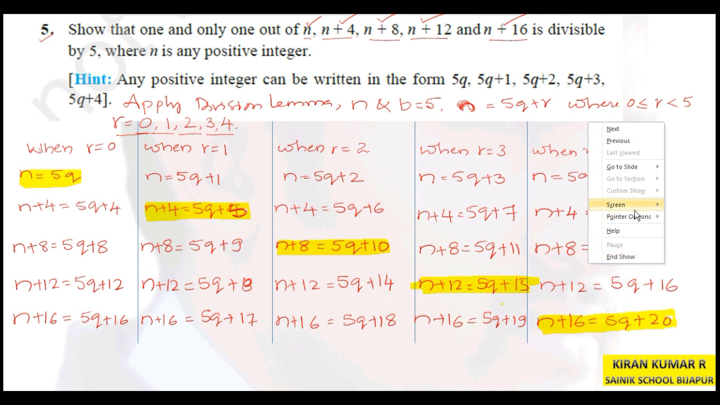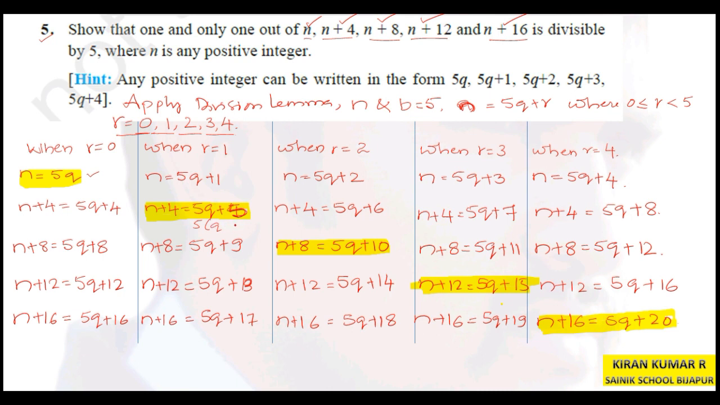The reason is 5q is a multiple of 5. 5q plus 5, same as 5 times q plus 1, is a multiple of 5. This 5q plus 10 is 5 times q plus 2. Since 5 is multiplied, it is divisible by 5. In this case, 5 common, we get q plus 3, it is divisible by 5. In this case, 5 taken common, we get q plus 4, divisible by 5.